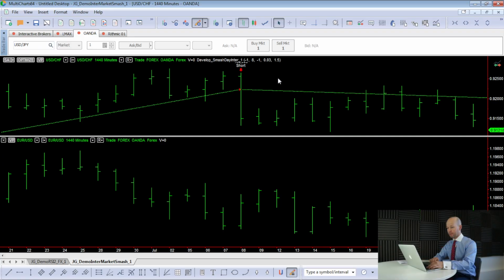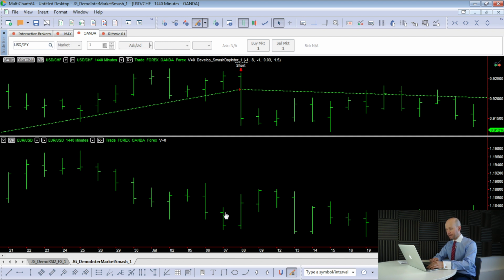In this first chart, we're going to look at the results for US dollar Swiss franc. In this lower pane here, I've got euro dollar, because the way I've programmed this, we're using this lower pane for the signals, but then we're executing the trades on this upper pane, which is the Swiss franc.